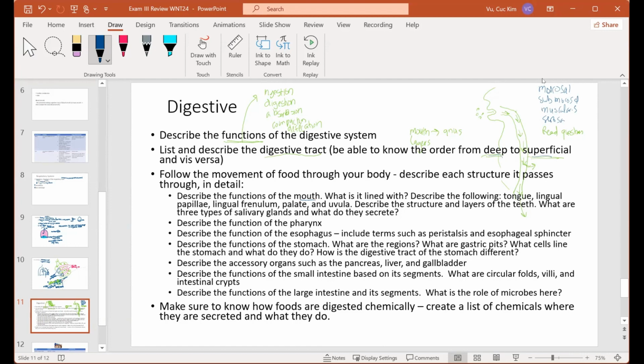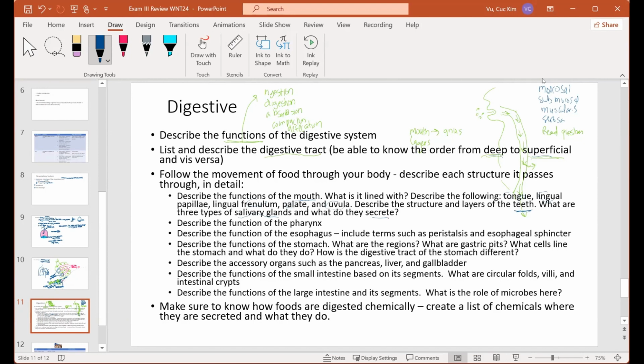Now, the mouth is complicated because it's got so many accessory organs. It's got the tongue, the lingual papilla, the lingual frenulum, palate, uvula. Know all of these structures and the function. Know the teeth in detail. So, for example, what's the root versus what's the neck versus what's the body of the tooth? Know the glands, where are they located and what do they secrete? Like the sublingual gland, the parotid gland, and the submandibular glands.